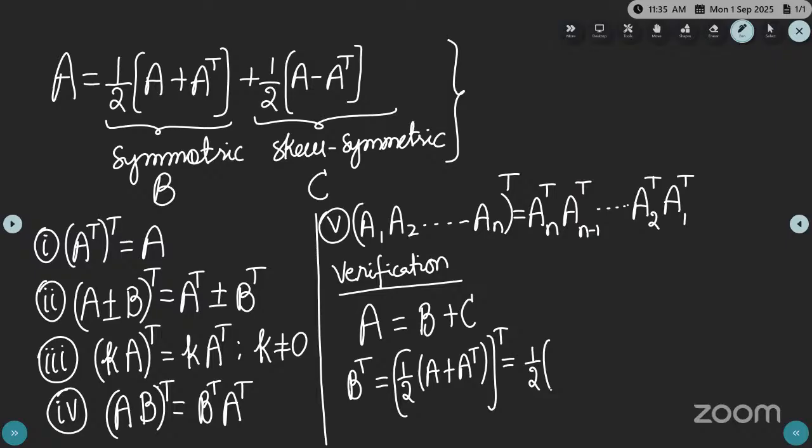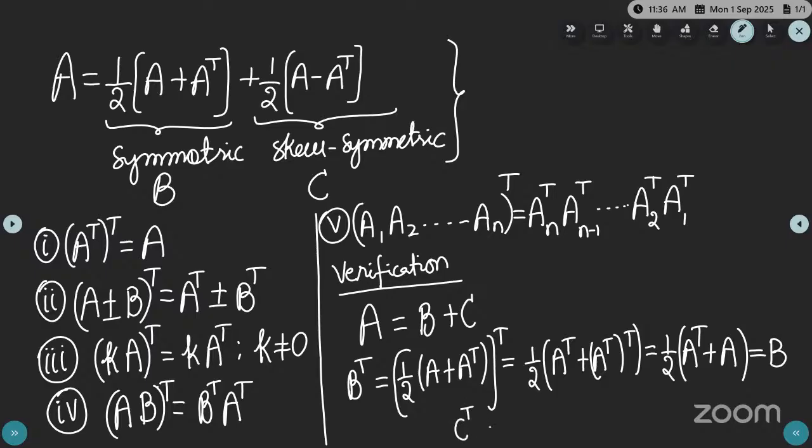Next, (A plus A transpose), that is, (A transpose plus A transpose whole transpose), equals 1 by 2 (A transpose plus A). This is equal to B. Is it clear now? B is what type of matrix? B is a symmetric matrix.